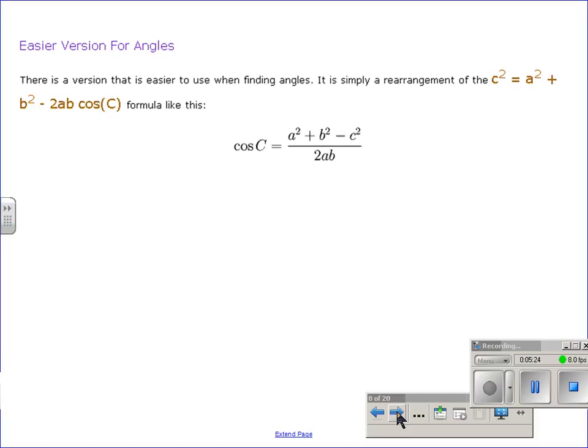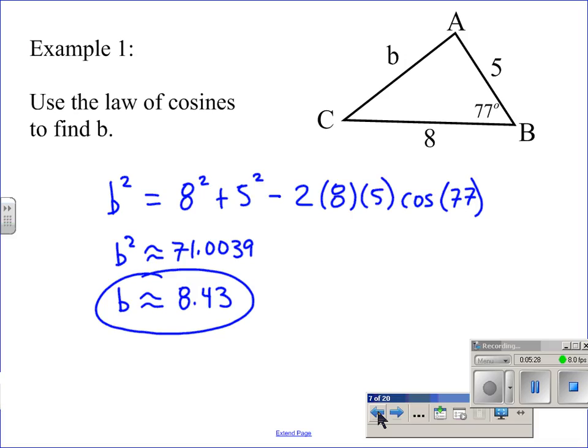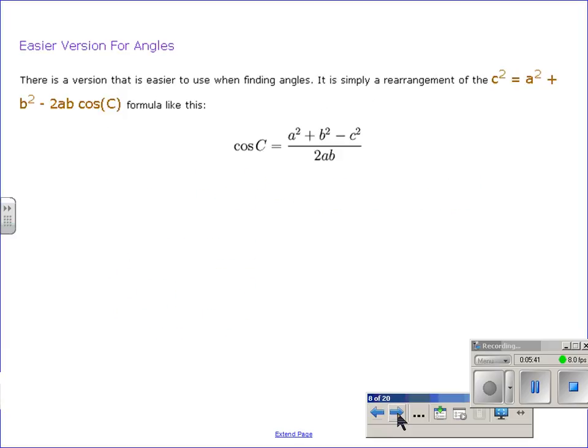All right, moving on to the next example. Sometimes, like in this example, we were asked to find B, but what if we had been asked to find the measure of angle A or the measure of angle C? We could use the formulas that we have to do that, but you can also use a simpler version. If you would prefer, you could memorize a simpler version of the formula, and the formula that I'm talking about is here. So let's think about how we get that formula.